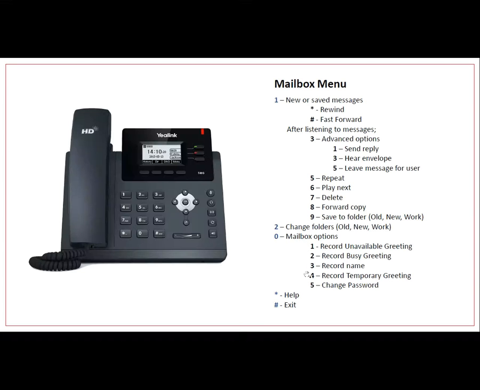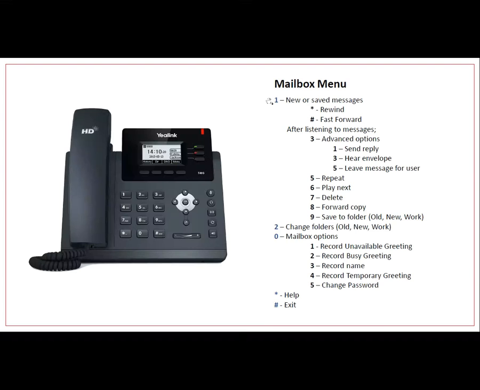Here we see some very familiar items, including our unavailable, busy, and name recordings that we did as part of the initial setup. Here's where you can change any of those items. You can also change your password at any time by using number 5 under the mailbox options. There is a temporary greeting that is available. This greeting plays in conjunction with the unavailable and busy, meaning it plays at the end of those messages. Typically, when I want to indicate I'm going to be out on vacation or for an extended absence, I will normally just re-record the unavailable greeting and then record it again when I come back.